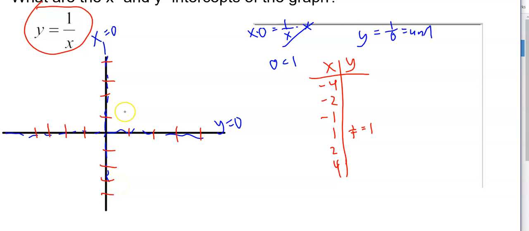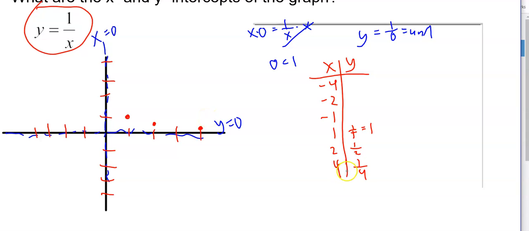Okay, so 1, 1 is a point in this graph, so it goes through that point. If I plug in 2 here, that'd be 1 over 2, which is 1/2. So 2 comma 1/2 is right about here. This would be 1 over 4, so 4 comma 1/4, right about here, getting closer to that line.